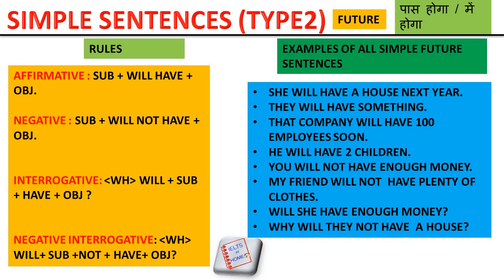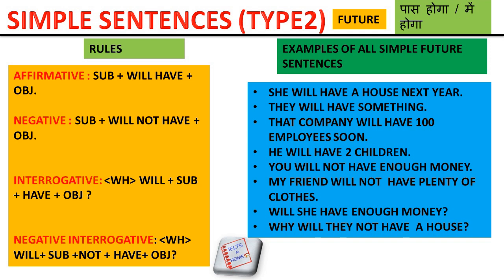You will not, this is a negative. You will not have enough money. तुम्हारे पास enough money नहीं होगी. My friend will not have plenty of clothes. मेरे दोस्त के पास बहुत सारे कपड़े नहीं होंगे. Will she have enough money? क्या उसके पास enough money होगी? This is interrogative. And another is a negative interrogative. Why will they not have a house? उनके पास घर क्यों नहीं होगा? Here I use why. This is a WH question because in the Hindi sentence we use क्यों.